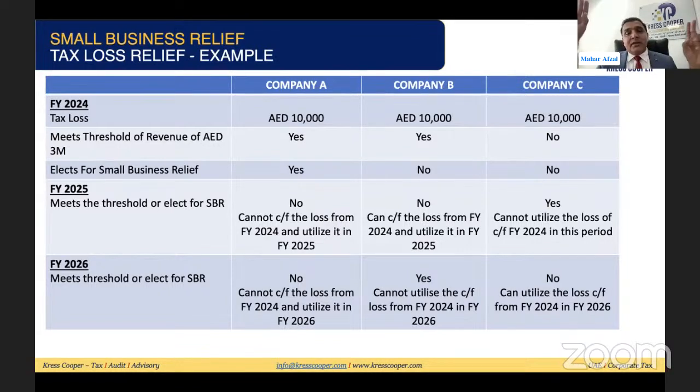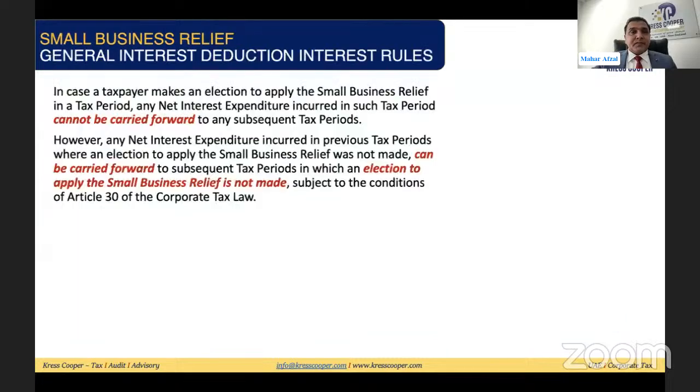But the core thing, as I mentioned, two things are very important. If the company is meeting the threshold, the company can opt for small business relief; that is the condition for the option. But once they are opting, then the losses for the previous period will not be adjusted in the period in which the company is opting for the small business relief. And any loss in the period in which the company has opted for the small business relief will not be carried forward as well. The same is applicable for the interest, which I've already discussed with you: like losses will not be carried forward, interest will not be carried forward. Previous period losses will not be adjusted, and interest will not be adjusted in the current tax period.